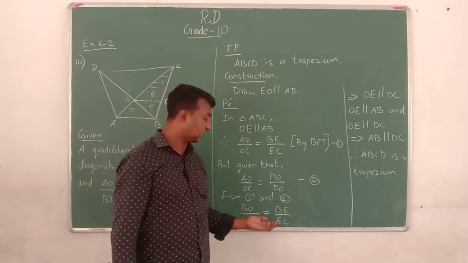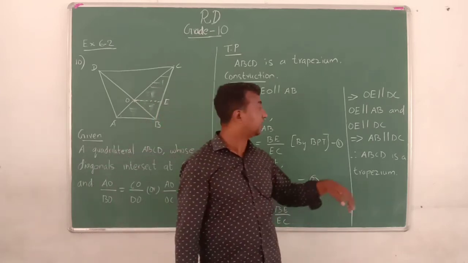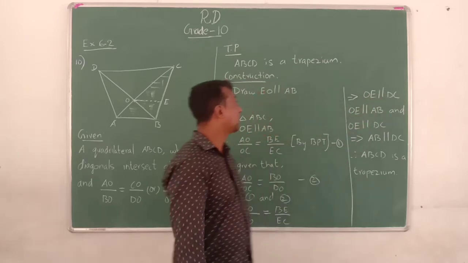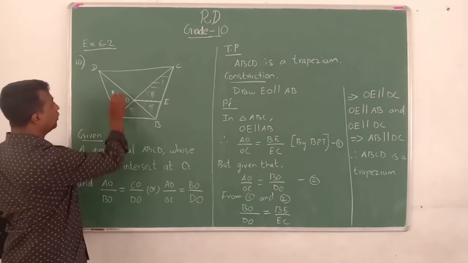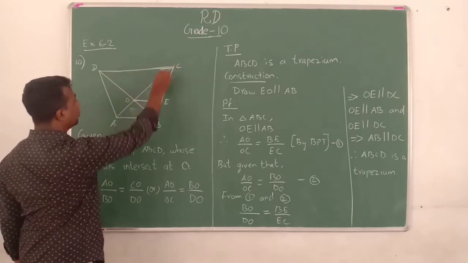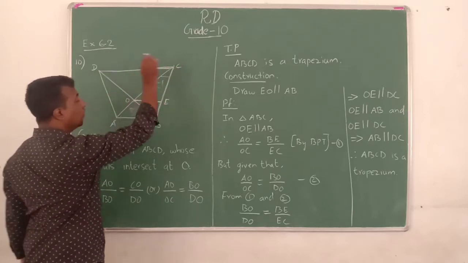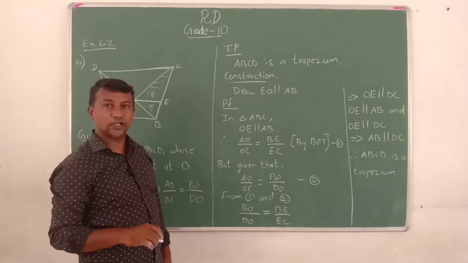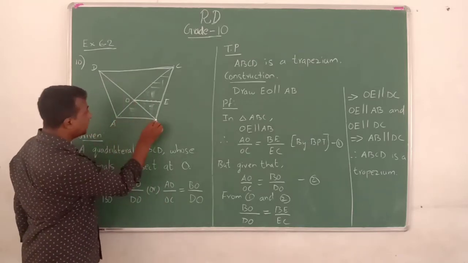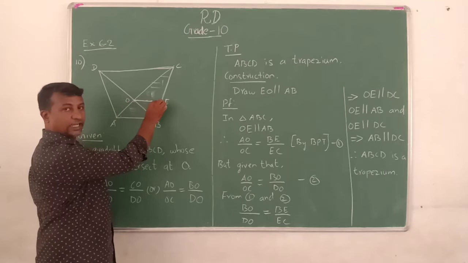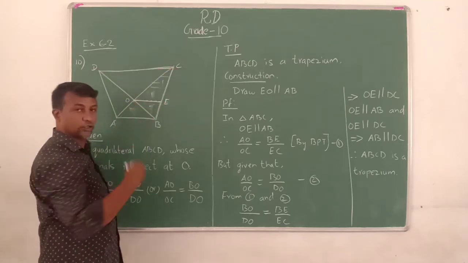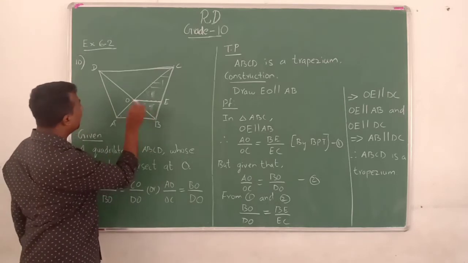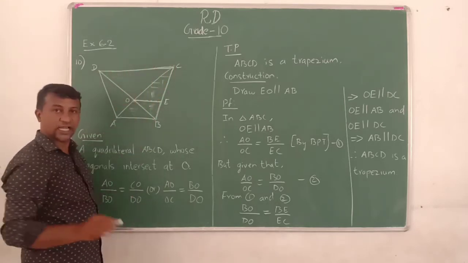So these two ratios are equal. If these two are equal, what about the sides? Then OE should be parallel to DC. So here we have proved that OE is parallel to DC. But already we know AB is parallel to OE. So now we proved OE is parallel to DC. Now can I say that AB will be parallel to DC? Yes, we can state that.